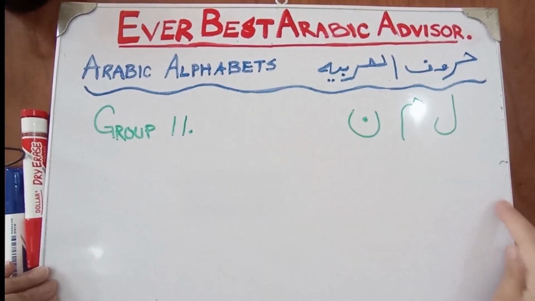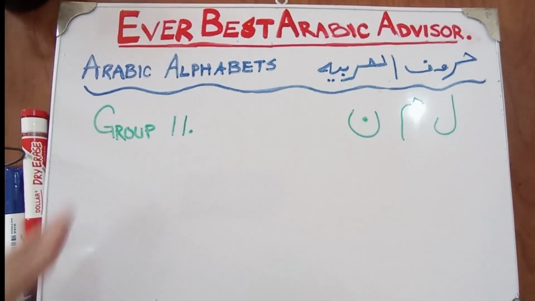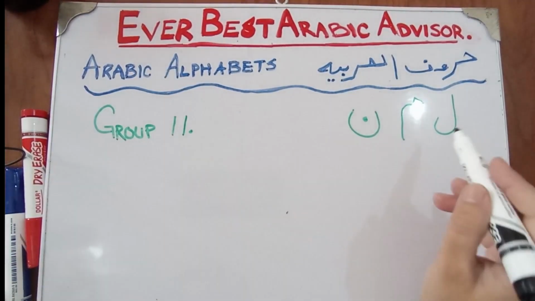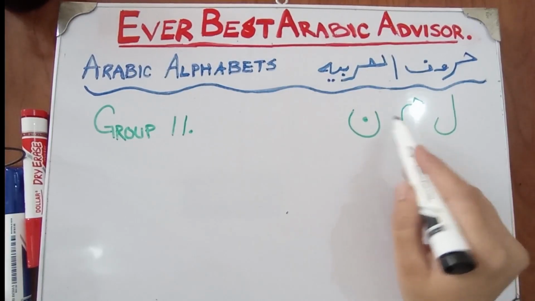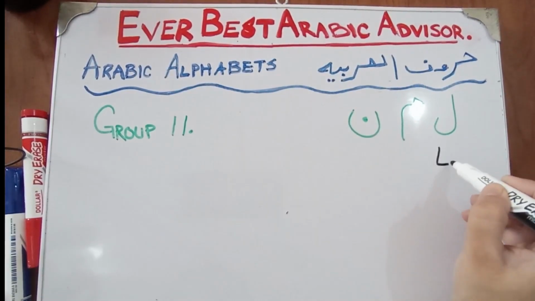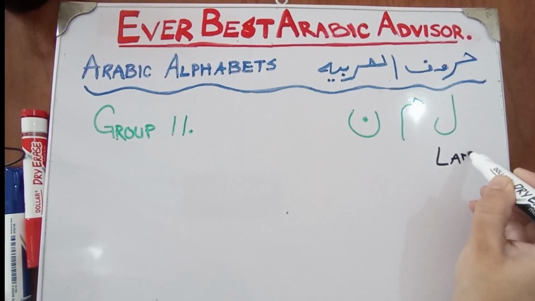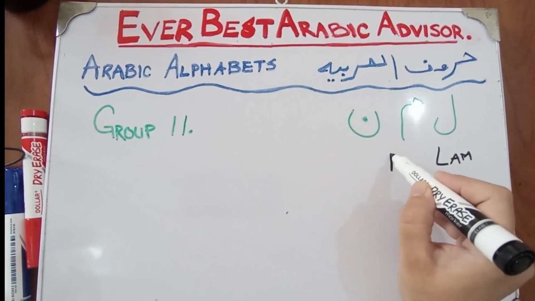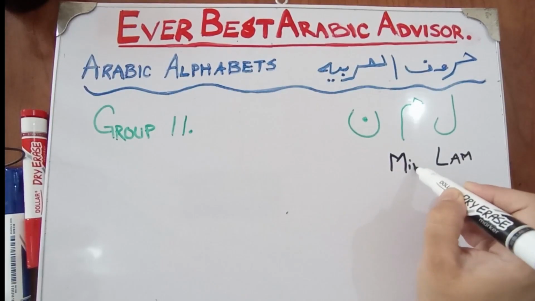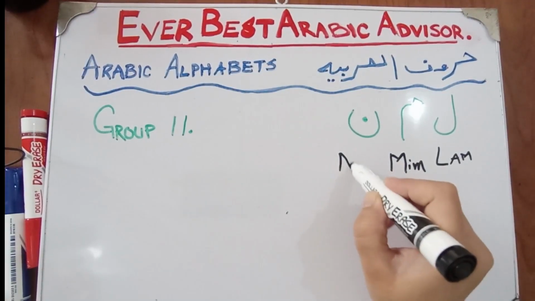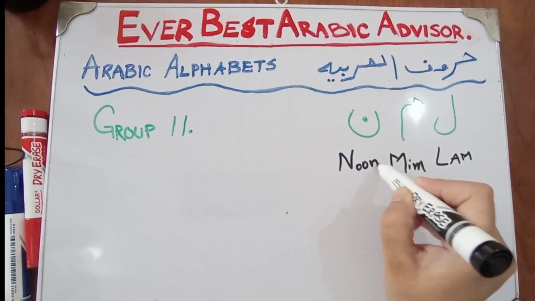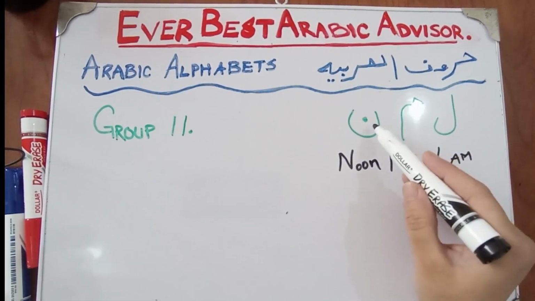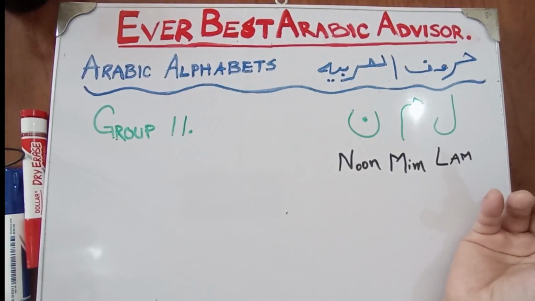Now, let's move to the next lesson, which is group number 11. Here we will discuss three letters: Lam, Mim, Noon. Lam, Mim, Noon. Let's try writing.